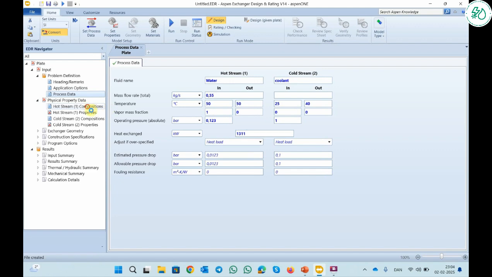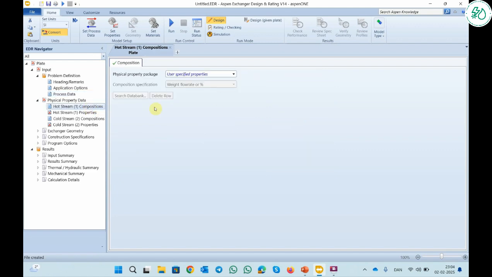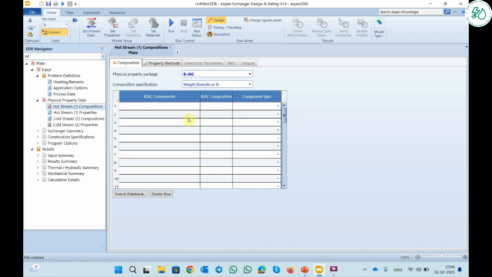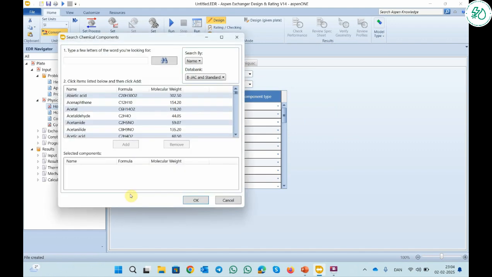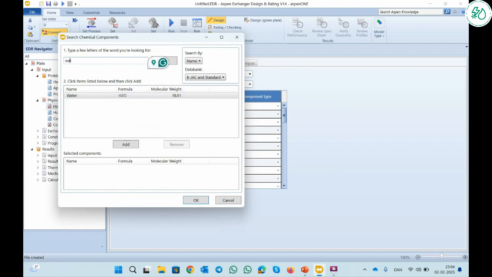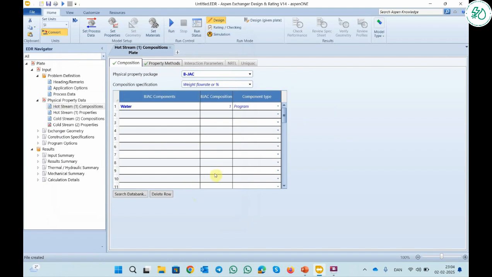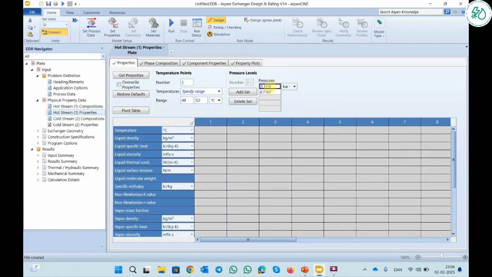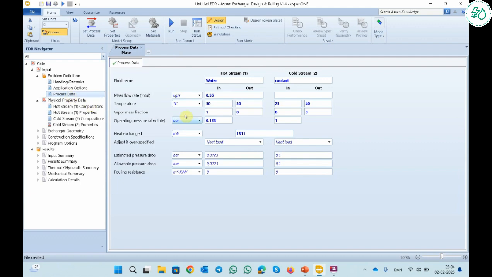Okay, let's go to the hot stream. We should select a library. I think the better library for this heat exchanger is BJAC, and from this we should select our fluid. The fluid is water. We search the fluid and add it to the system. Okay, and in the hot stream properties we should check the pressure. This pressure is exactly equal to the pressure we have input in this section.